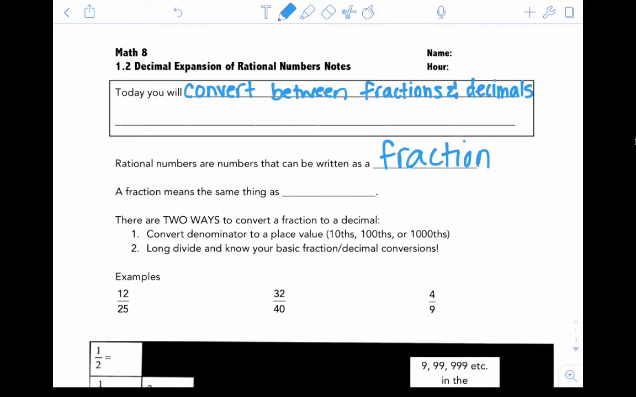A fraction means the same thing as division. This is going to be very important to what we're doing in this section, so you need to make sure that you really understand. A fraction is the exact same thing as division.